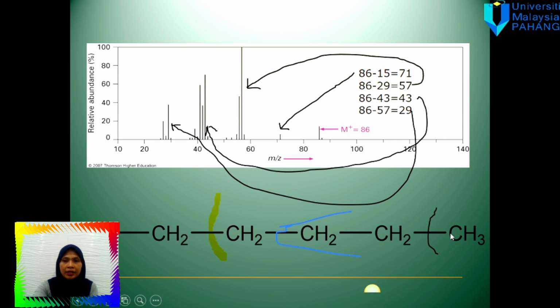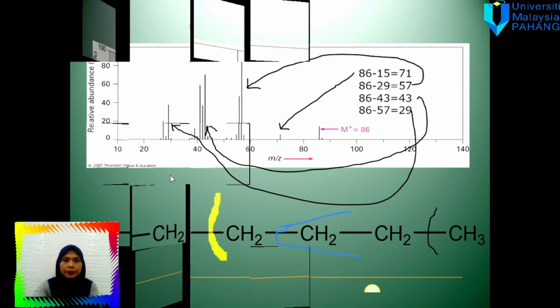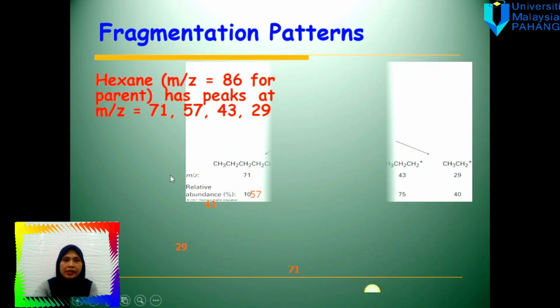If it breaks here, this one becomes a radical and this one becomes a cation. You have to determine which one will appear in the mass spectrum: only the cation. What is in between, when you deduct, is always the radical. You understand? In between means here is 15, this one is a radical. This one is 29, the radical is 29. The leftover that appears in the mass spectrum is a cation. That's how the hexane loses.